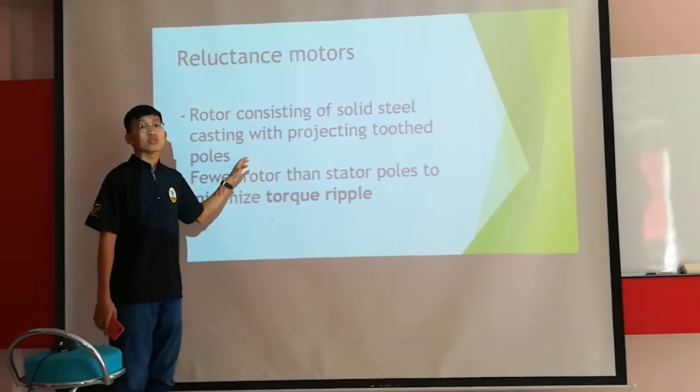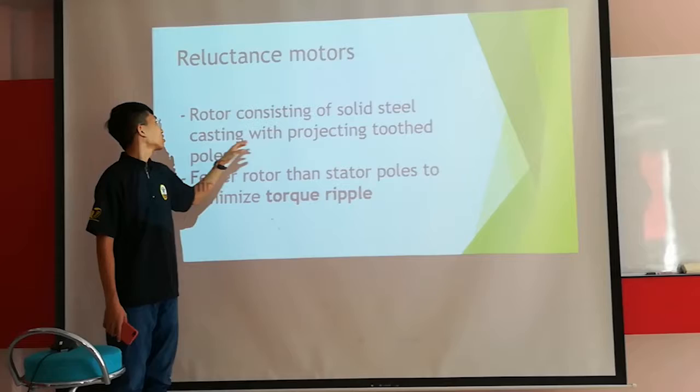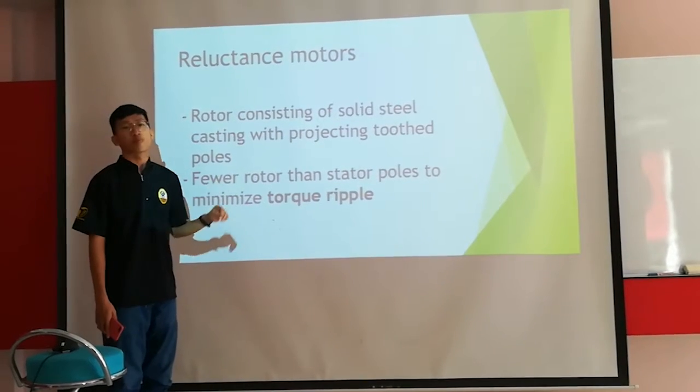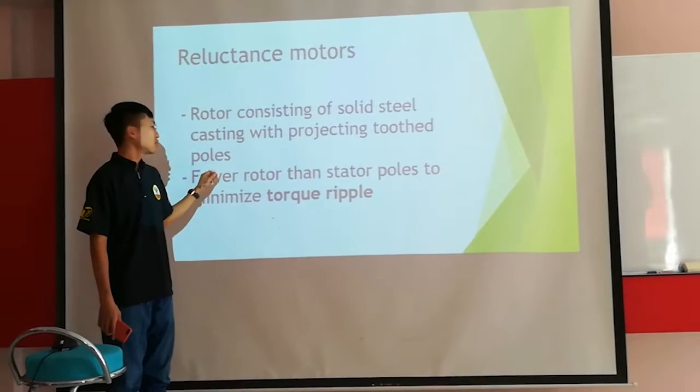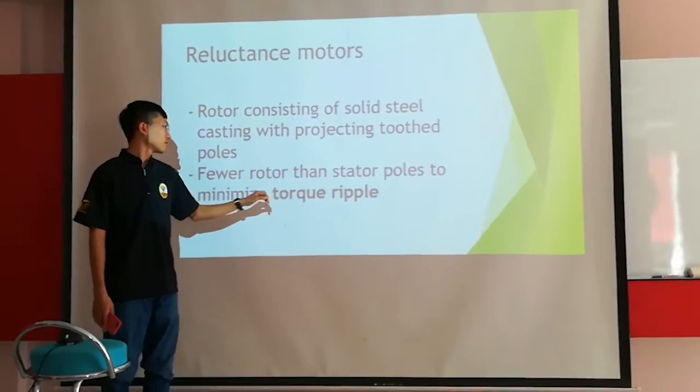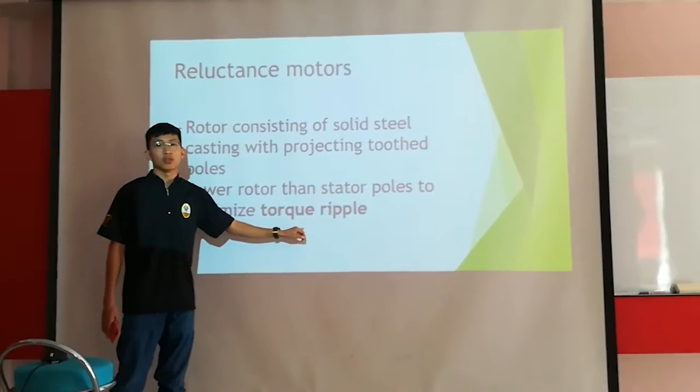So this one is the second rotor, which is reluctance motors. The rotor consists of a solid steel casting with projecting tooth poles. And there are fewer rotor poles compared to the stator poles to minimize the torque ripple.